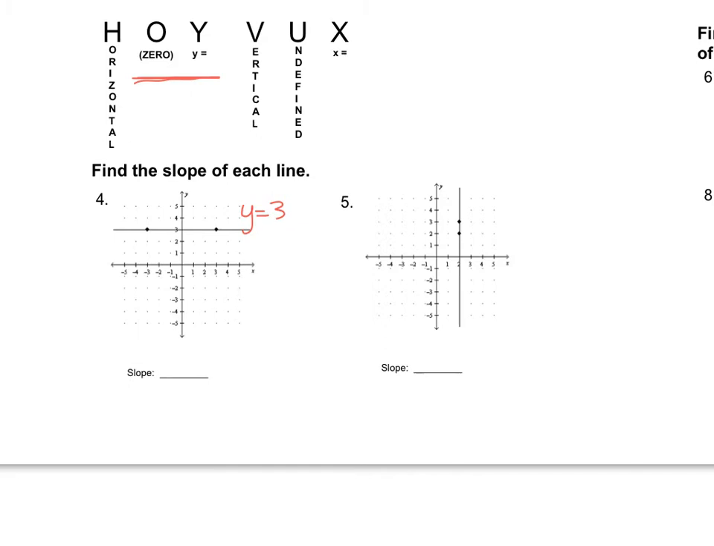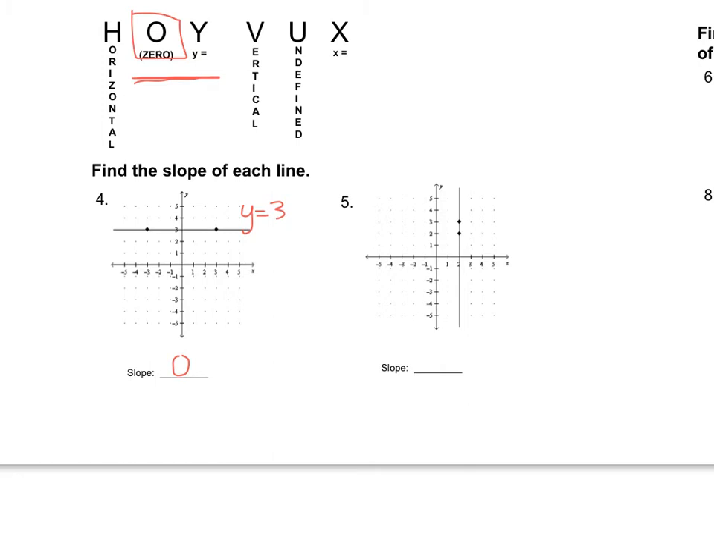But don't confuse that with what our slope is going to be in this case, because our slope for a horizontal line is actually 0. And that's because we don't really have any rise and we don't really have any run happening in that particular case. So we would simply say 0 for our slope on number 4.